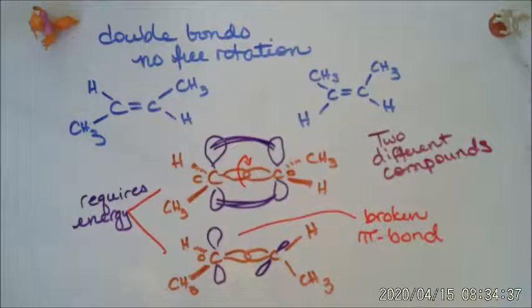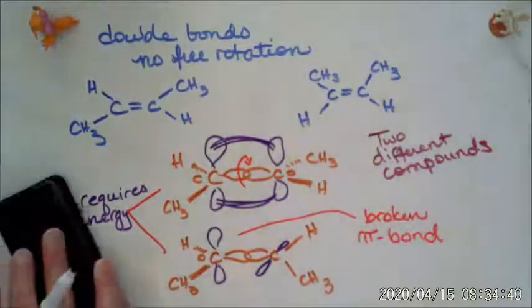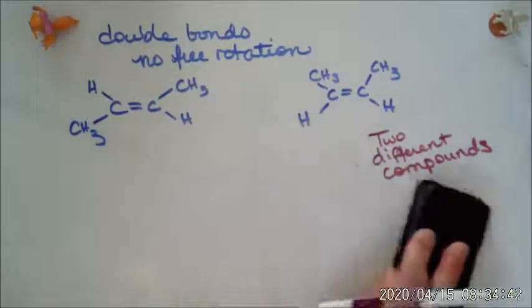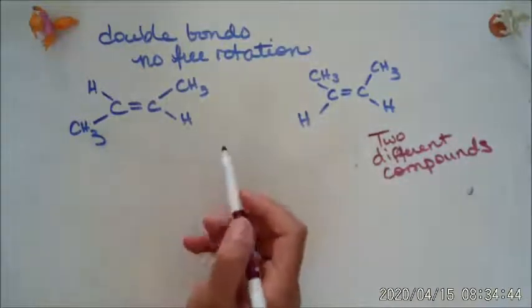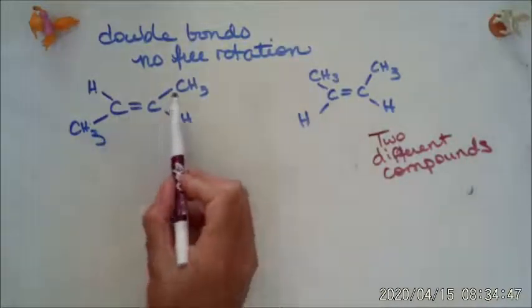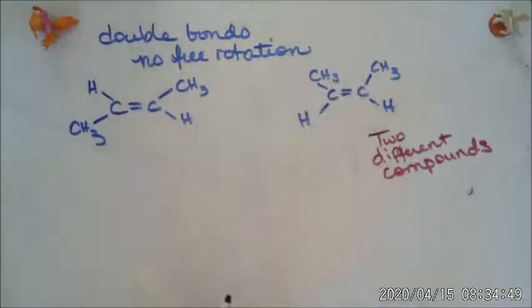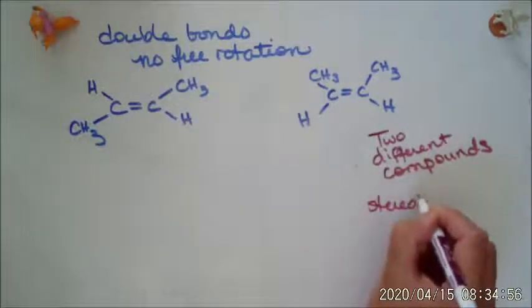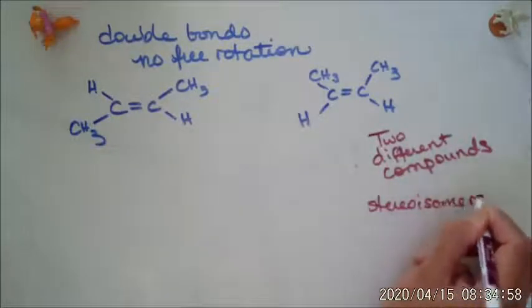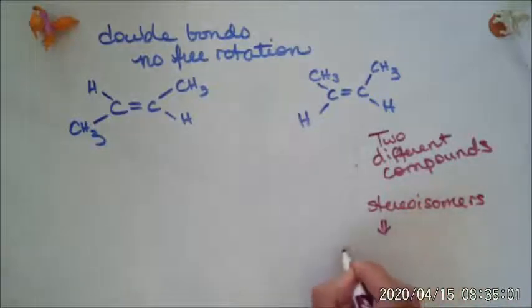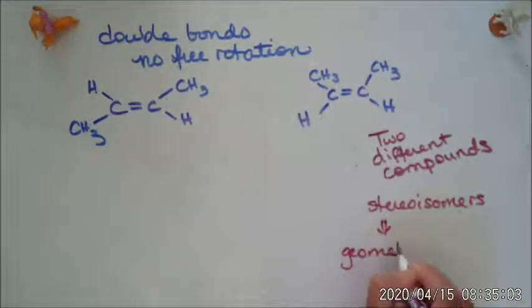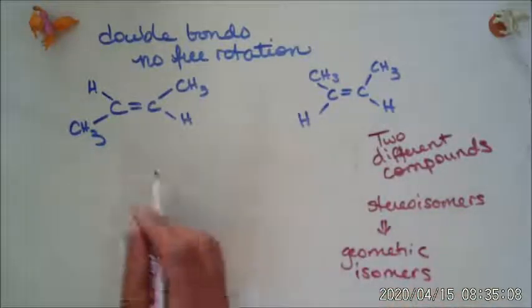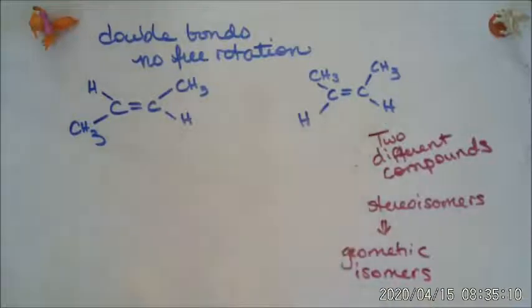All right, so how are they related? We call these two different compounds. They have the same molecular formula. The only difference is the orientation of these methyl groups in space. So these are actually stereoisomers, and since there's a number of different types of stereoisomers, we call them geometric isomers. Their geometry is different, okay?